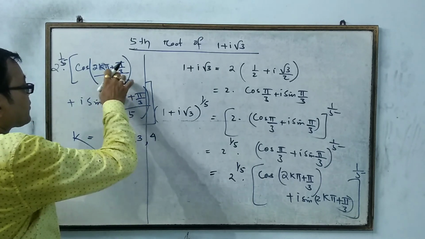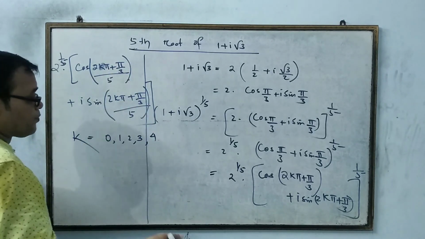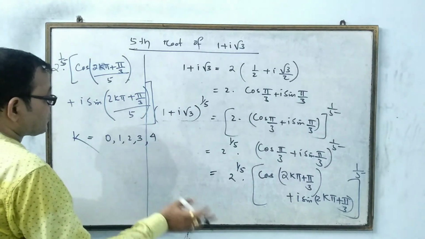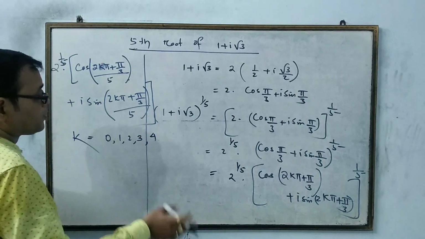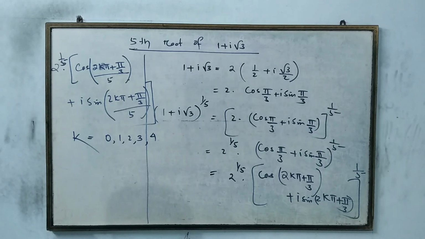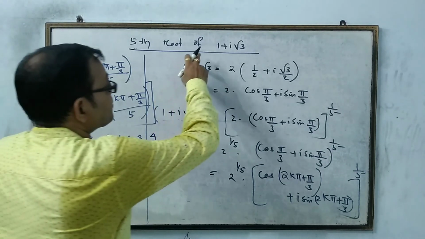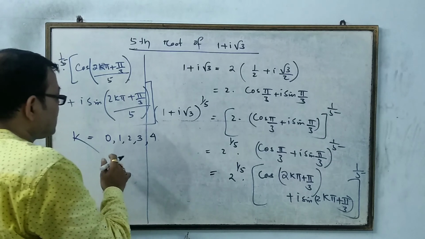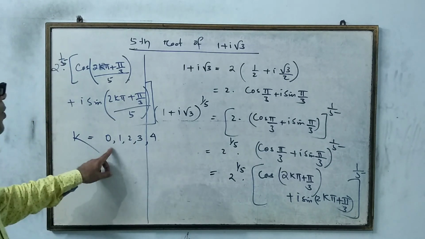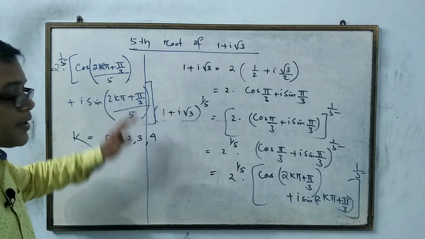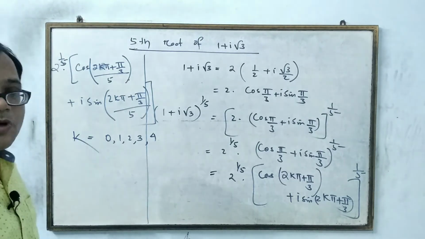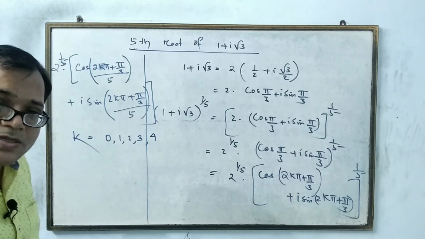If you replace the value of k as 0, then we will get one value. If you replace as 1, then we will get another value. Replace 2, you will get another value. Replace 3, you will get another value. Replace 4, you will get another value. So there are 5 values. The fifth root of 1 plus I root 3 has 5 values. If we put the values of k as 0, 1, 2, 3 and 4, we will get 5 different values. Okay? In this way, we can calculate the fifth root of 1 plus I root 3.